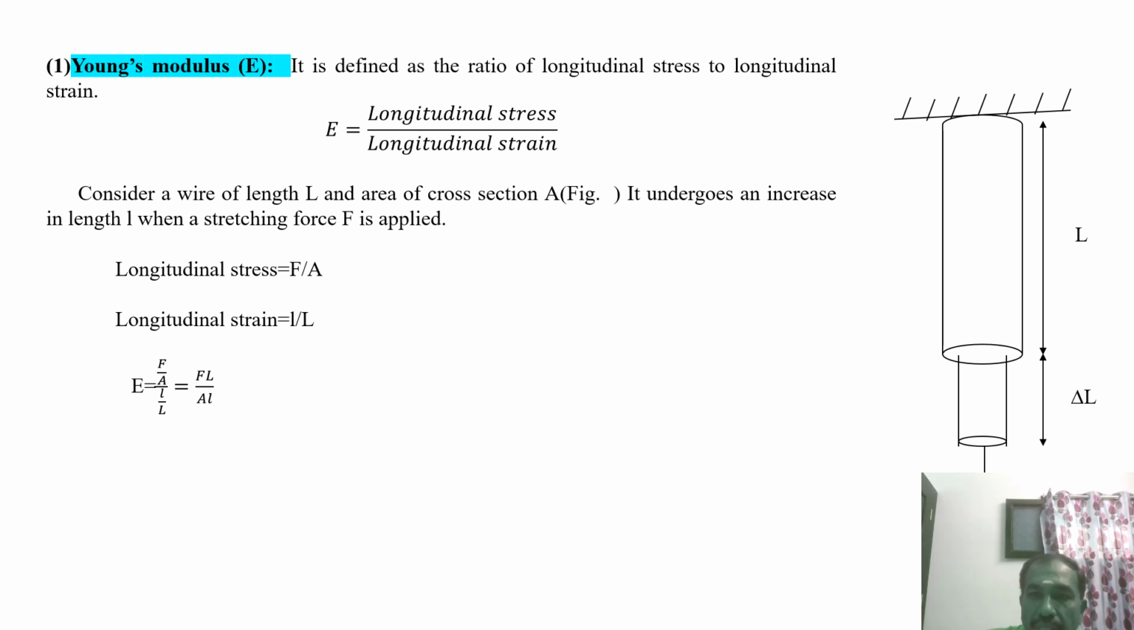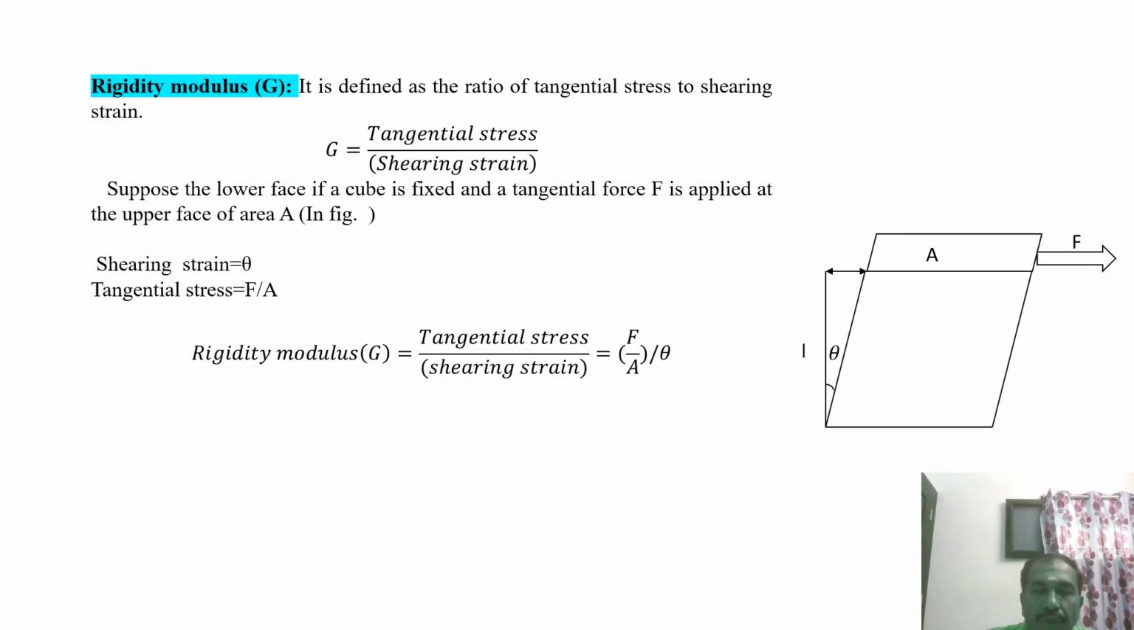The change in dimension, length, is delta L, or small l applied in that formula, by the original length capital L. Therefore, the elastic modulus is the longitudinal stress by the longitudinal strain, which is F capital L by A into small l. So that is the formula for Young's modulus of the particular wire.